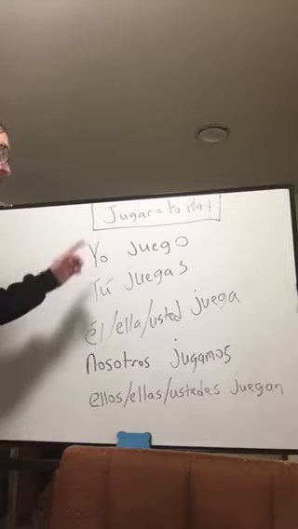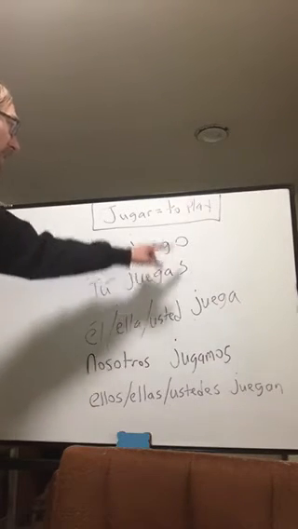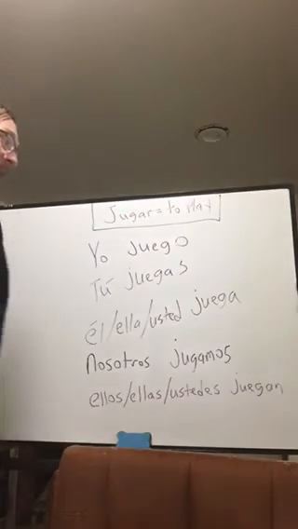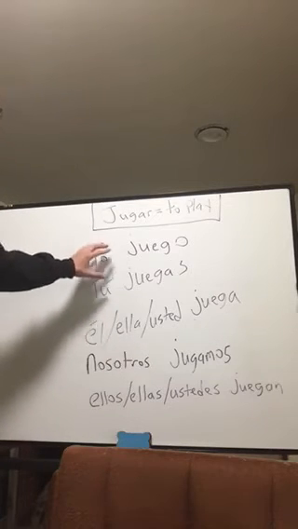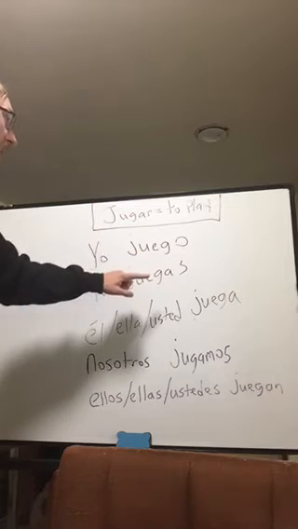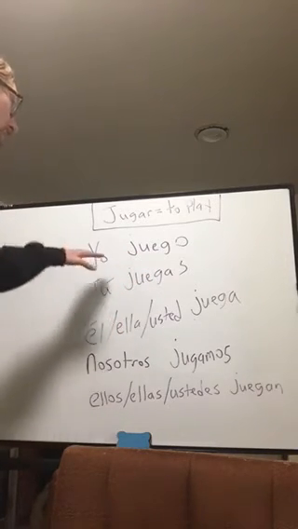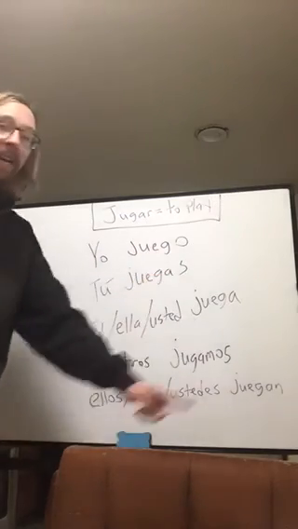Okay? So I think it's pretty self-explanatory for the rest of this. The endings are typical AR endings, o, as, a, amos, an. The only thing I really want to point out is that for everything except for the nosotros, the U becomes a UE. We call this a U to UE stem change verb. And so, juego, juegas, juega, and juegan.